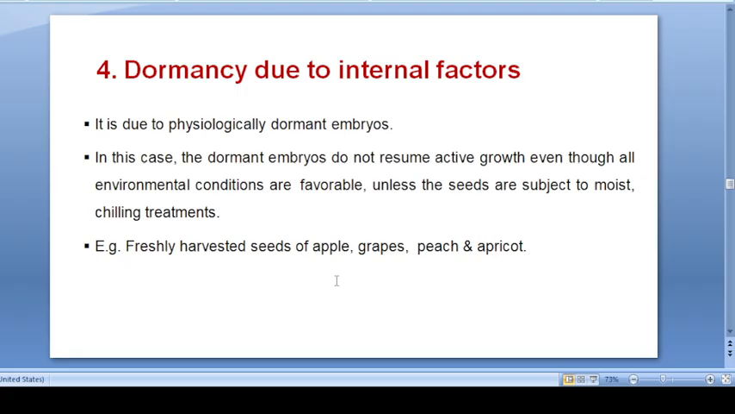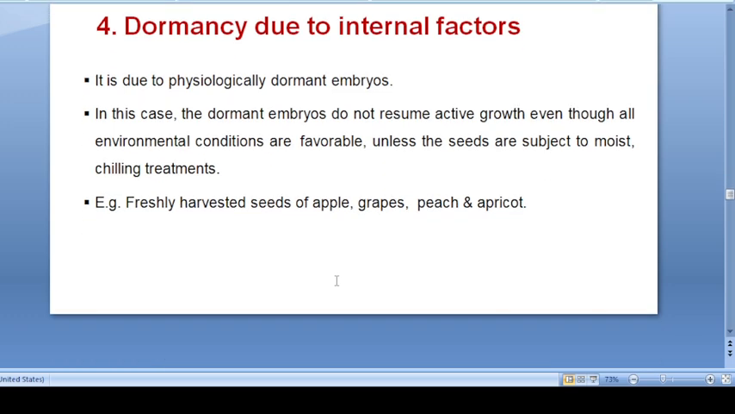Dormancy due to some internal factors. Sometimes the seeds are not maintained or stored properly. That is also one reason. Or there is a lot of exposure of seeds to chilling treatments. That is also common, especially in the case of temperate fruits. It is common because of internal factors.